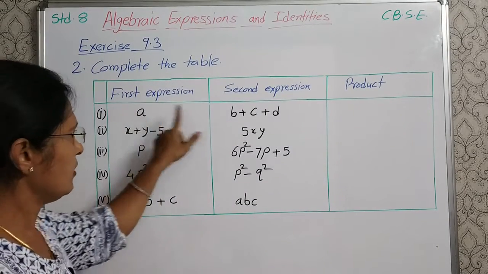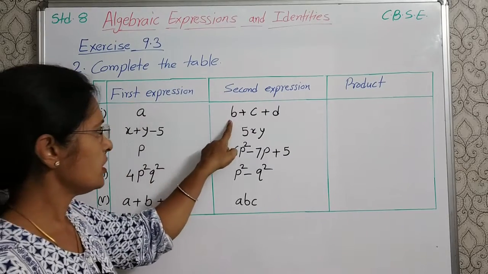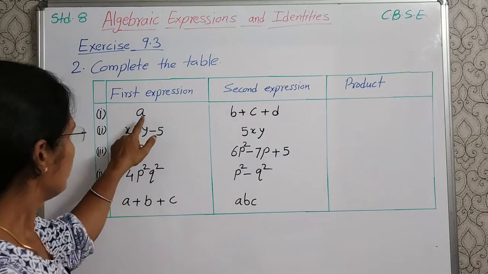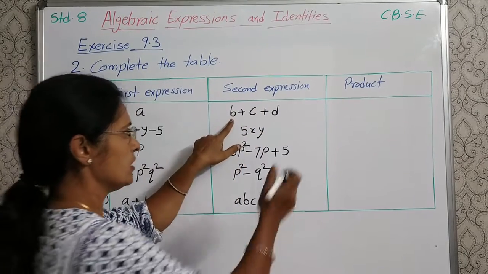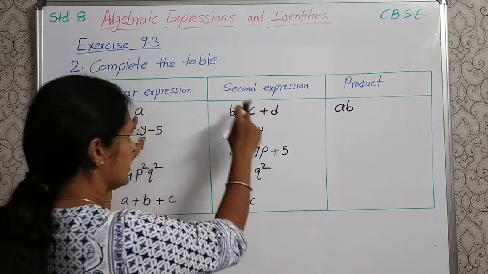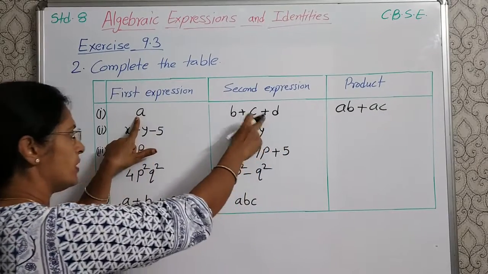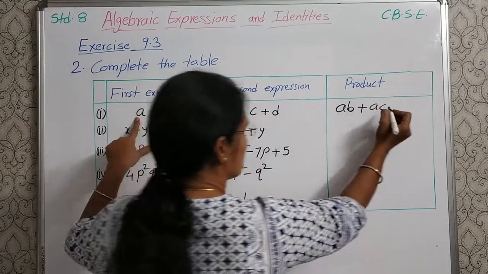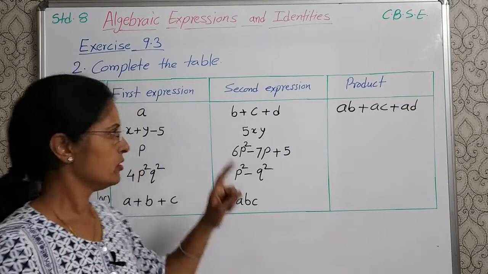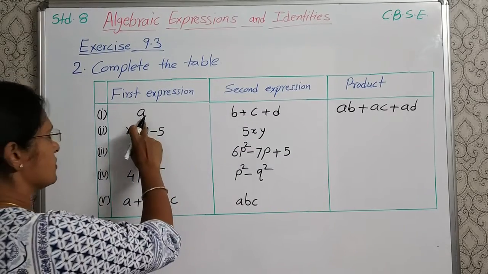This is a monomial and this one is a trinomial. So this monomial will multiply with each and every term of this trinomial. So first a into b is ab, then plus a into c is plus ac, then plus a into d is plus ad. So this is the product for the multiplication of these first two expressions.